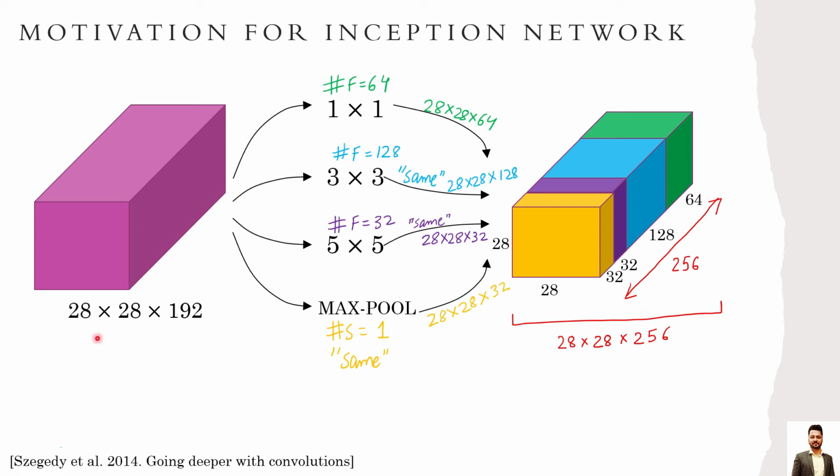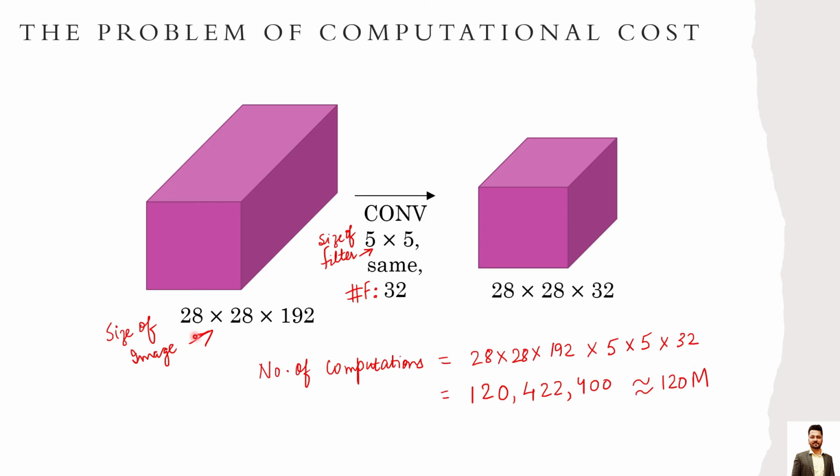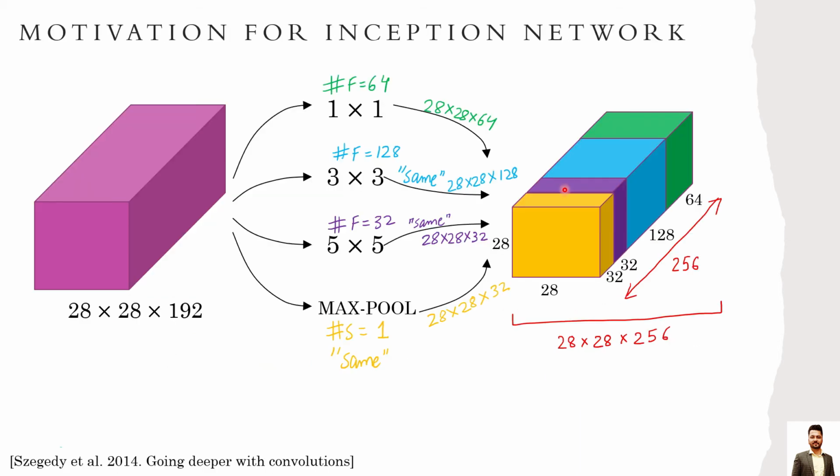So you can see here that initially the number of channels was 192 and the final number of channels is 256. Now let us see the problem of computational cost. How much computation is required for this process? Let's say that we have this size of 28 cross 28 cross 192 and we want to get a size of 28 cross 28 cross 32. So this is similar to this violet cuboid. Only this 32 depth is being checked for its computational cost.